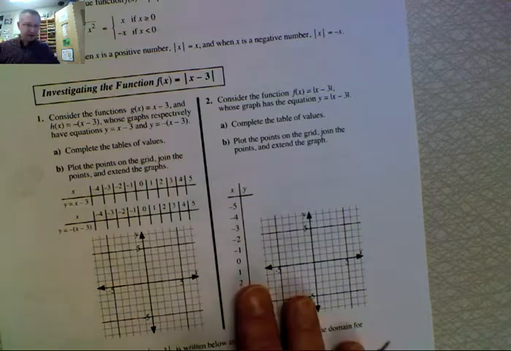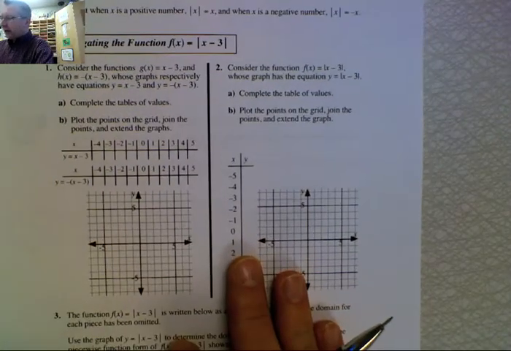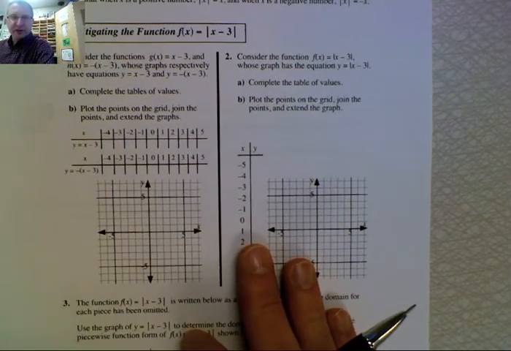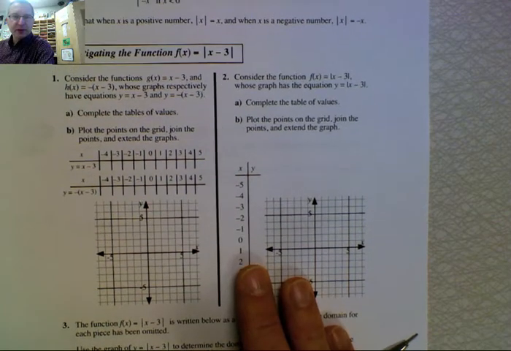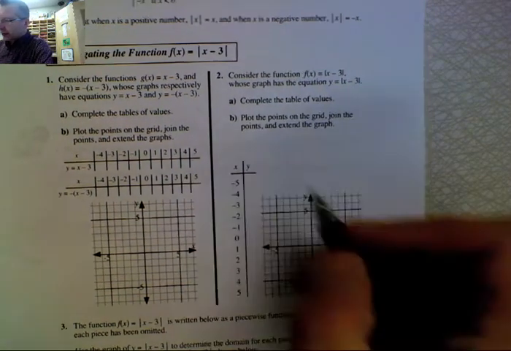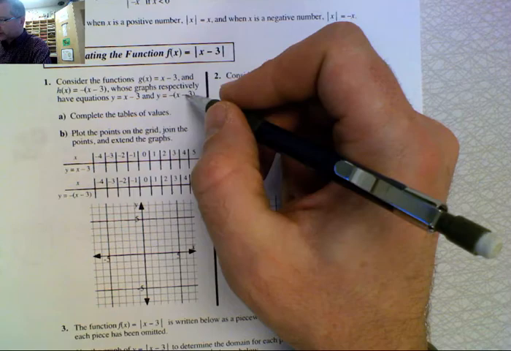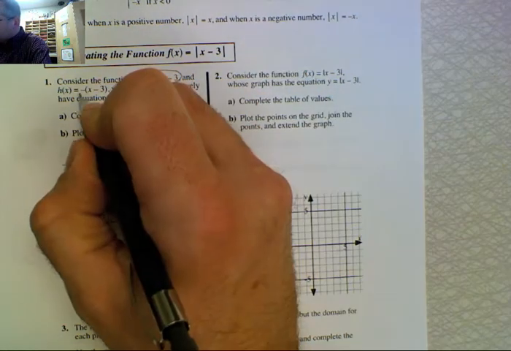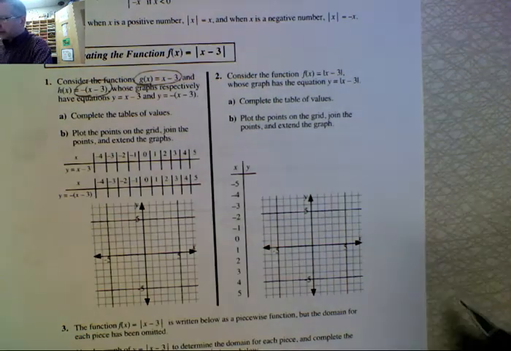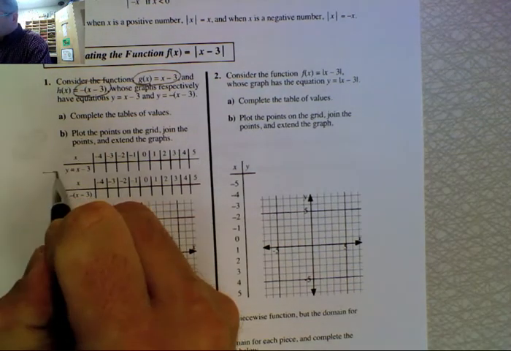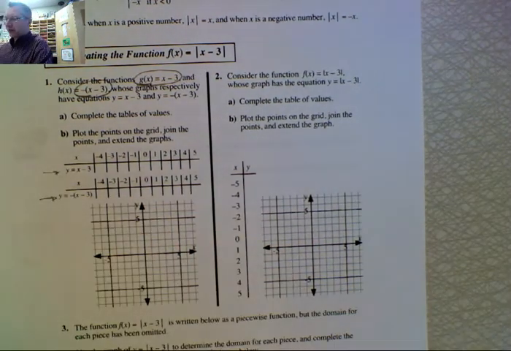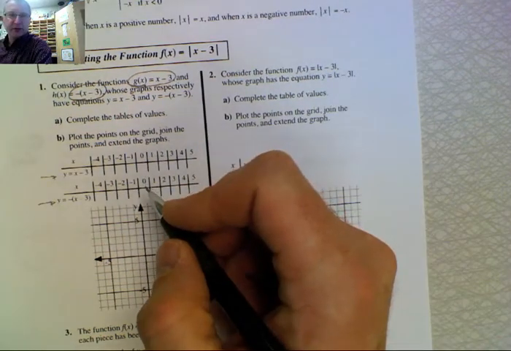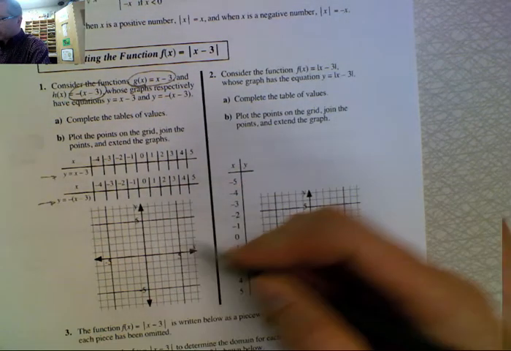Okay, let's look at another absolute value function and how it compares to some other graphs that are out there. We're going to do something very, very similar. We're going to look at x minus 3 and the negative of x minus 3. We're going to look at those two functions first, make tables of values for those two functions, and graph them.